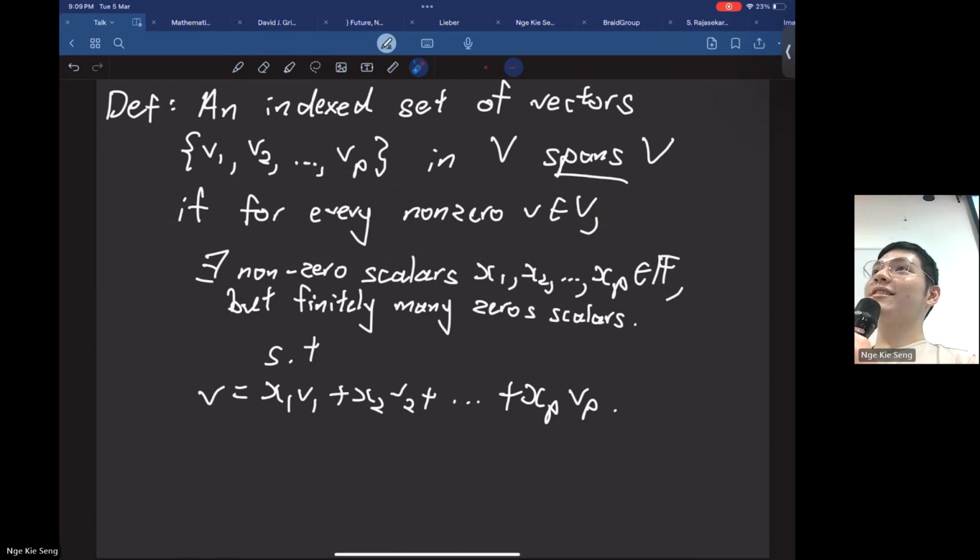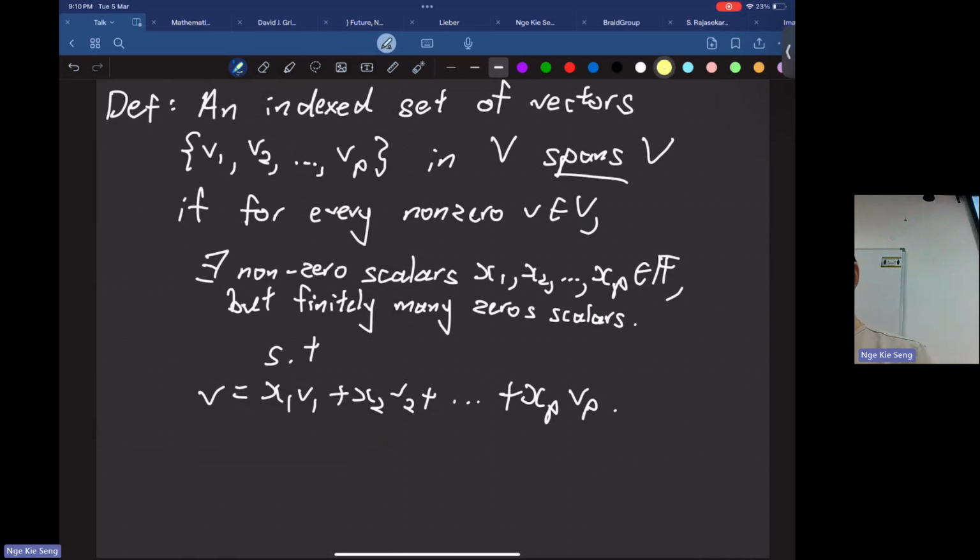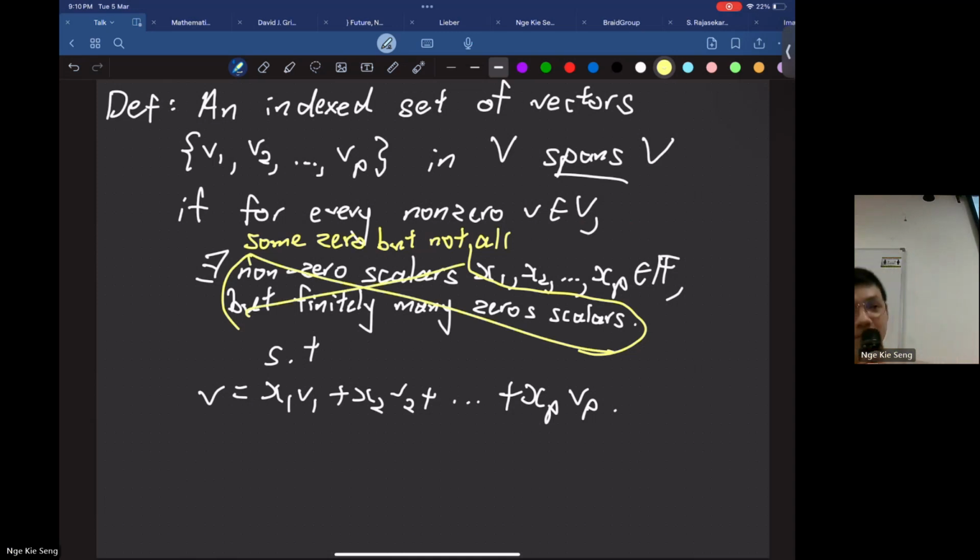Not all zero. Some zero, but not all. Yes, I think that works. So let's fix this: change this one to some zero, but not all. I think this is correct. Thank you.